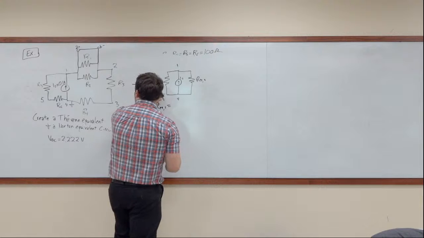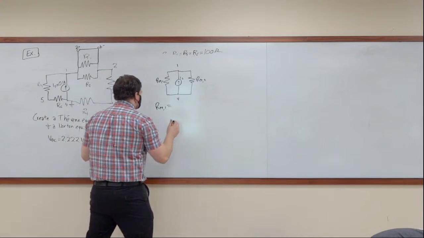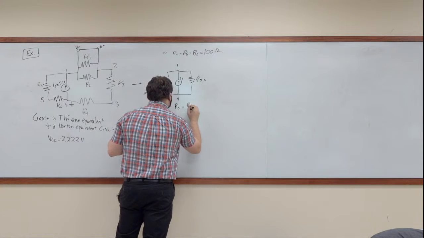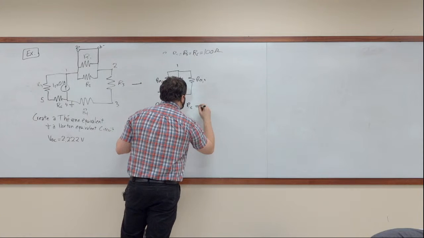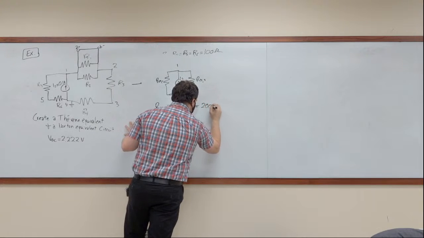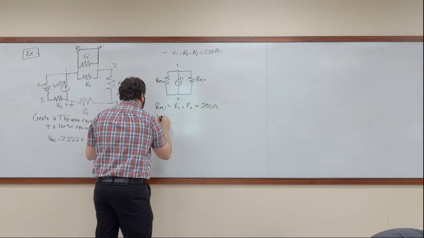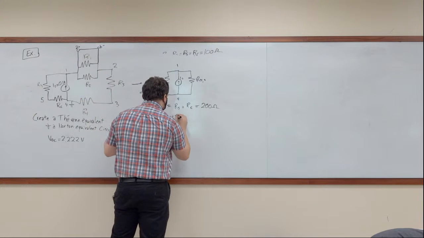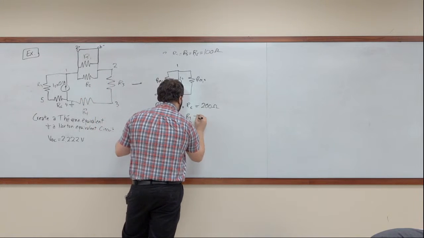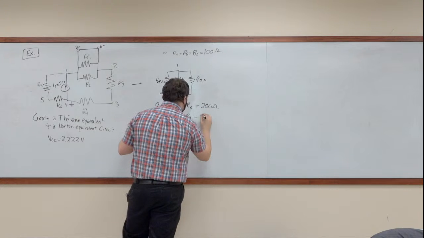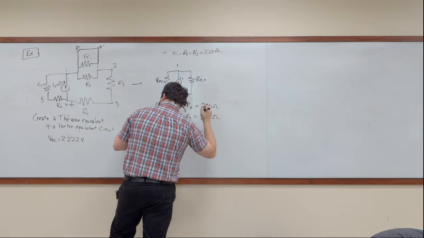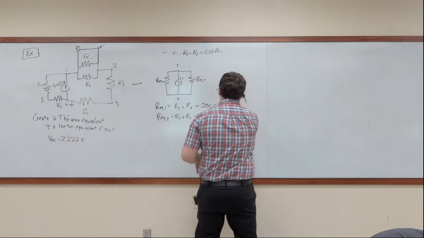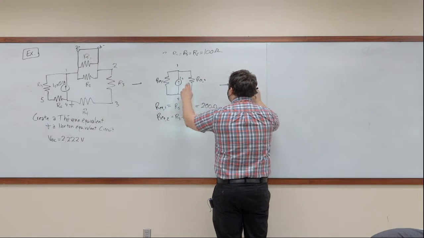All right, REQ1. We're combining these in series, so REQ1 becomes R5 plus R6 because that's a series equation, which is 100 plus 100. This is 200 ohms. REQ2. Again, we're combining these two in series. This is R3 plus R4. It's 100 plus 100. This is going to be 200 ohms, okay? So that's nice.